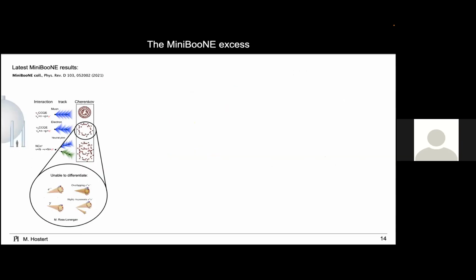Okay, so more data was needed, and that's where MiniBooNE came in. MiniBooNE is an accelerator experiment. As I said before, it's basically a 1 GeV neutrino energy.